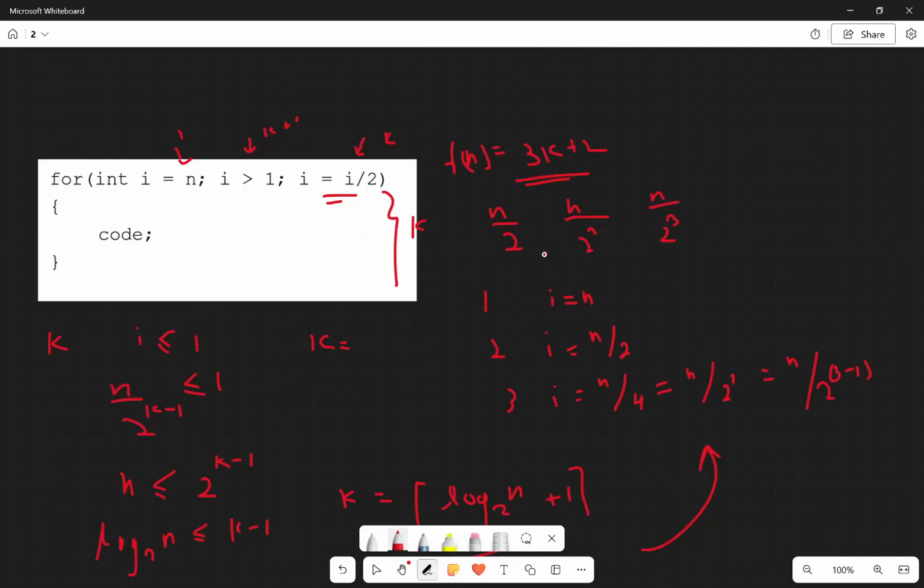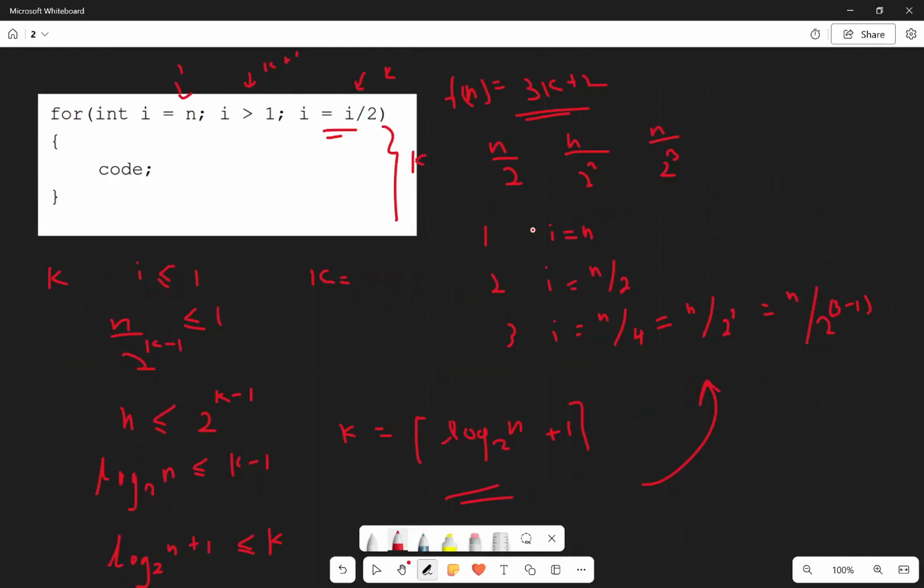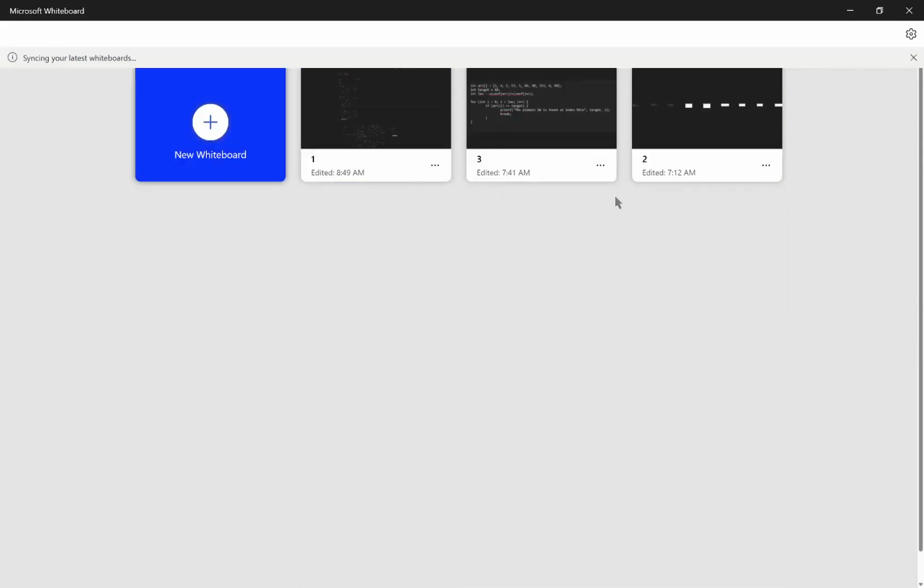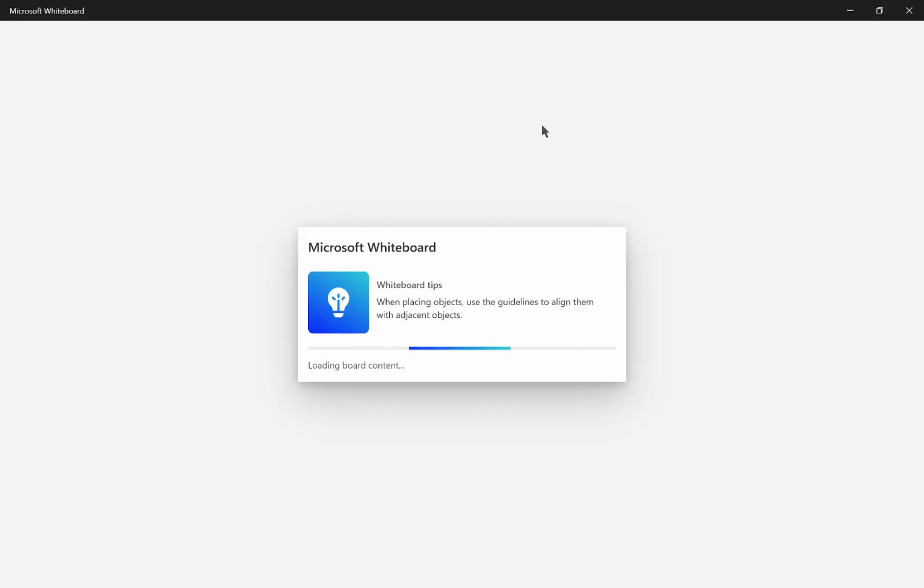Alright, so a little bit of math is involved. Hopefully you guys are familiar with those basic math concepts. If not, then take some time to revise. Alright, so that's the frequency counting method. That's how you can take an algorithm and convert it to a function, and we can use that function to analyze the algorithm.